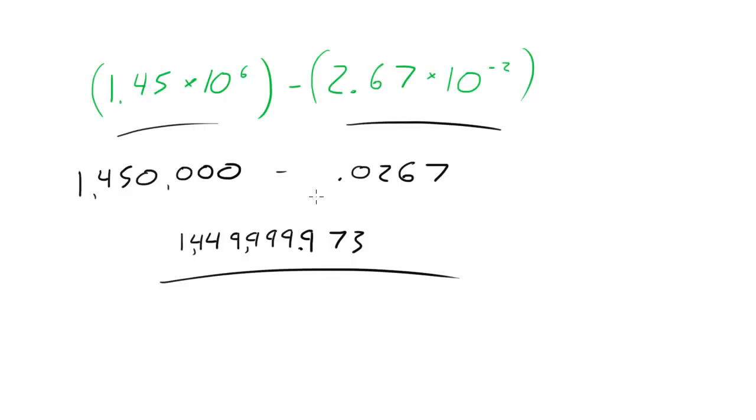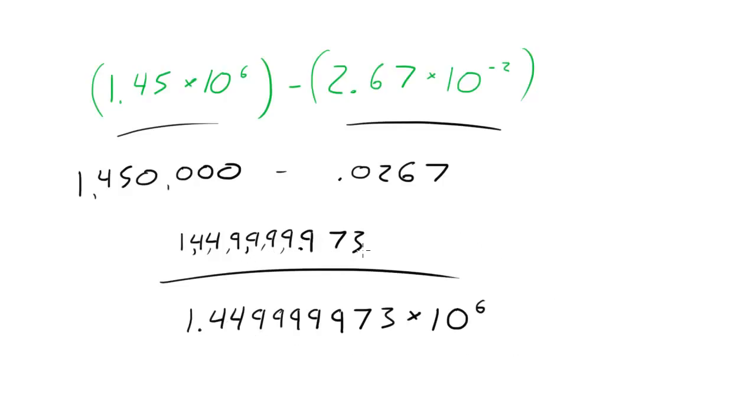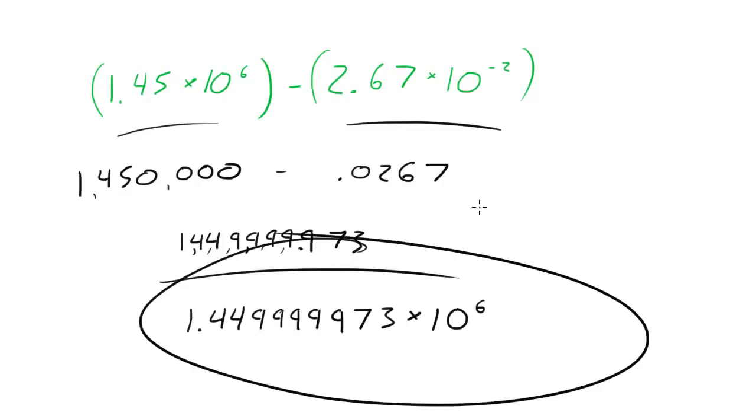So then we have to convert this whole thing into scientific notation. So let's see how many decimal places we have to move it. 1, 2, 3, 4, 5, 6. So 1.44999973 times 10 to the sixth right there. Whoa, I definitely messed that up. Let's see if I can get this. There is our answer right there.